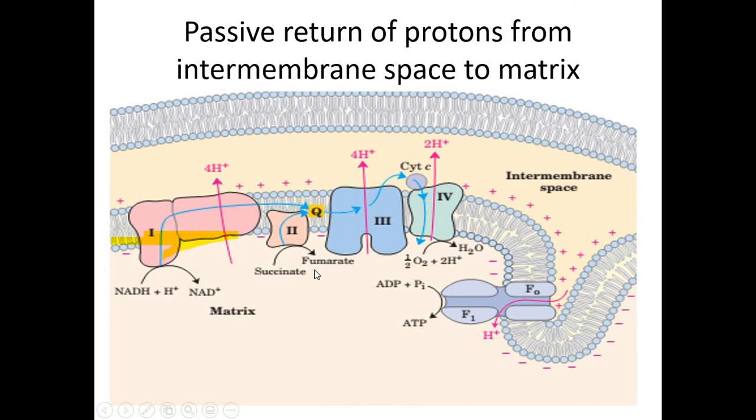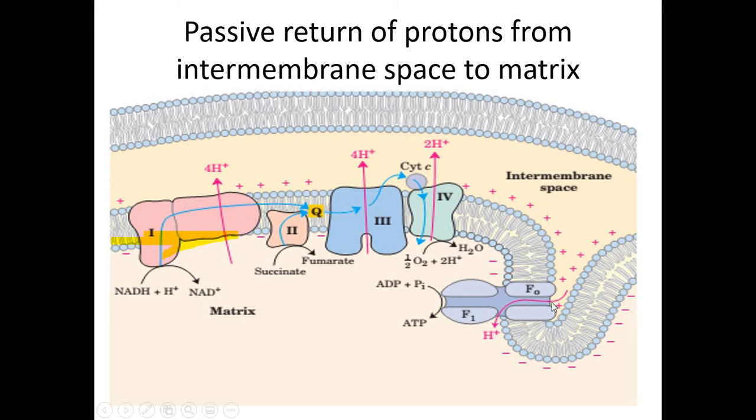Now these protons are thrown there, and then these protons from the intermembrane space will come back to the matrix. This coming back of the protons from intermembrane space to the matrix is a passive movement. Why is it passive? Because the intermembrane space has a high concentration of H positive ions, so they will come back through this channel. This channel is also called complex 5, or simply ATPase.